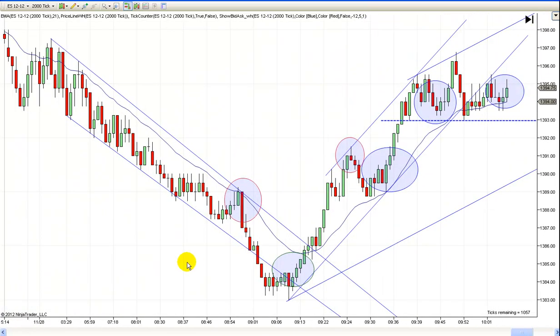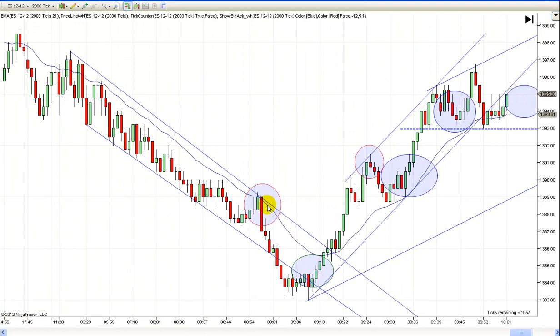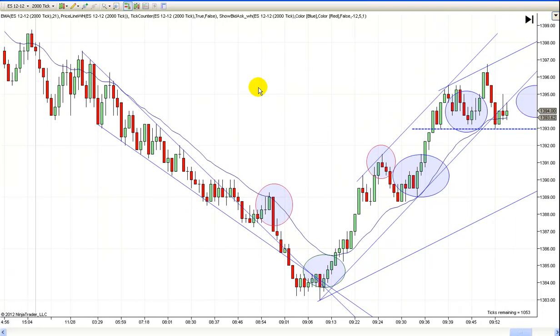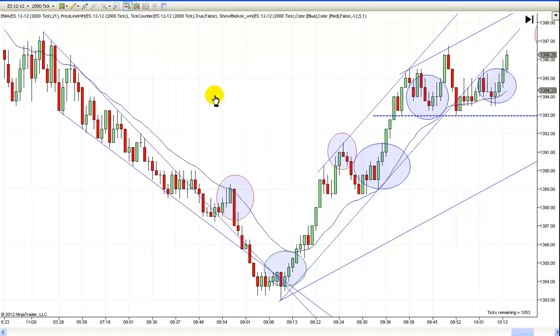So draw your lines, and even when you think you got them right, like I thought I had that one right, I started playing around with it, and lo and behold, now I found a wedge there, and that really better explains the reversal than the overshoot. So always play with your lines.